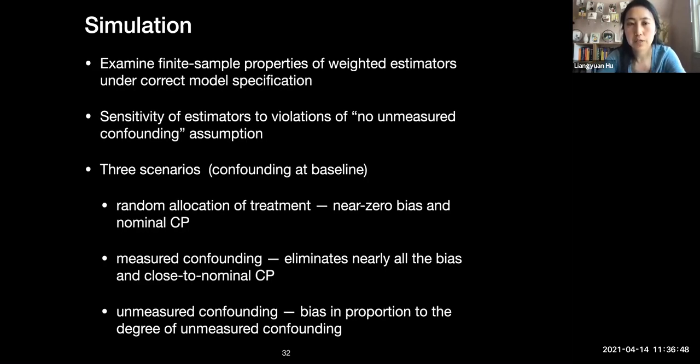Just for the sake of time, I will just briefly summarize our simulation results. We considered 3 scenarios. Under the random allocation of treatment, our weighted estimators provided near zero bias and nominal coverage probability. When there's measured confounding, it eliminates the biases and provided close to nominal coverage probability. But in the presence of unmeasured confounding, the estimates will be biased, and the bias was in proportion to the degree of unmeasured confounding.